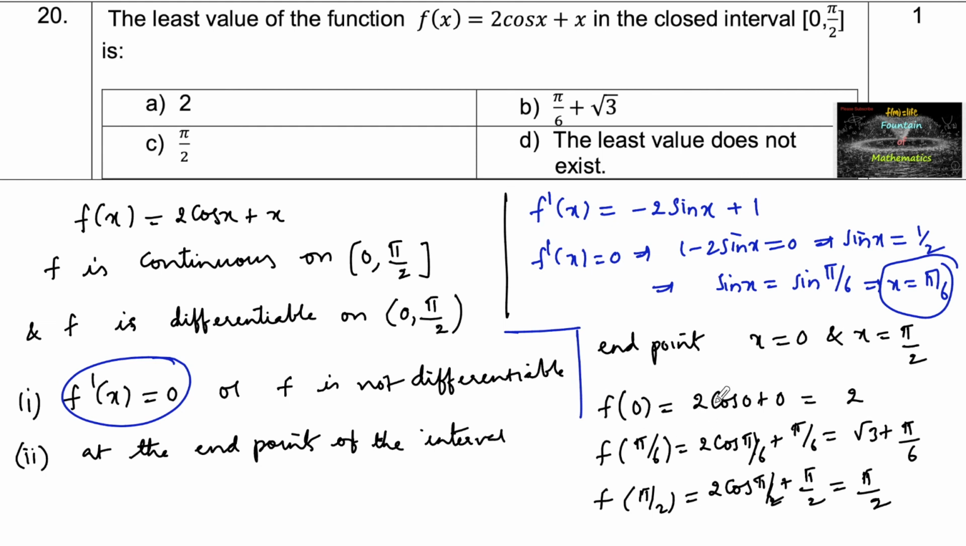And we can find that among these three values, f of 0, f of pi by 6 and f of pi by 2, the least value is pi by 2. So pi by 2 is the least value among all the three, so we can say that the least value of the function is pi by 2. Option C is the answer.